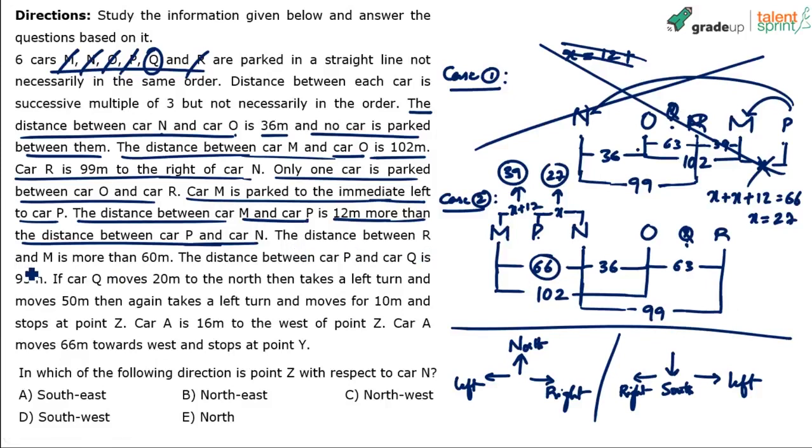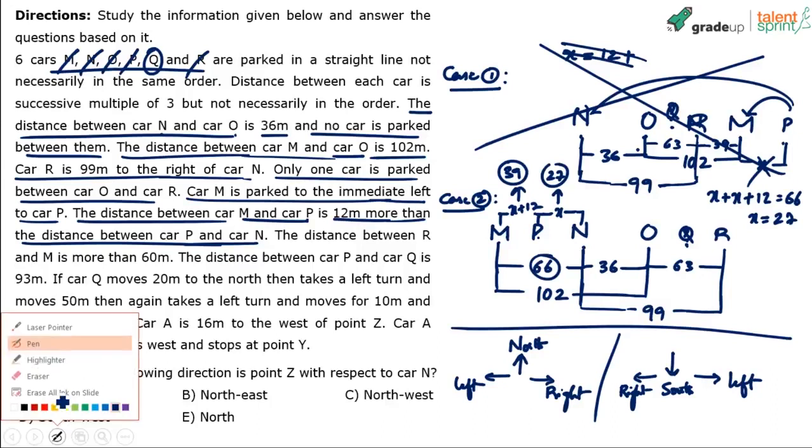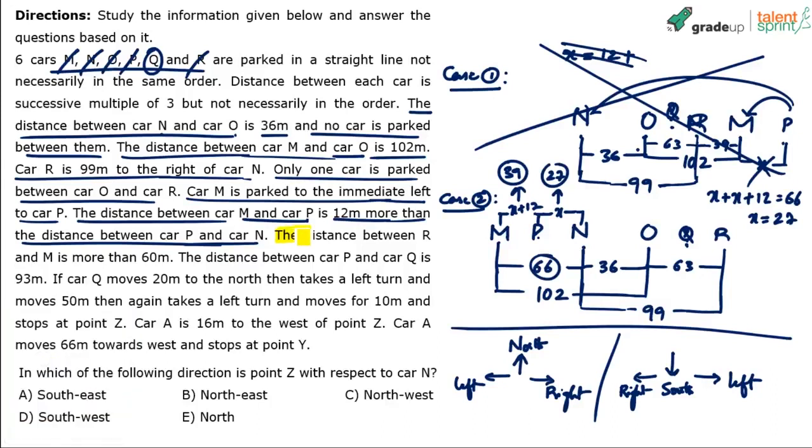The distance between R and M is more than 60 meters. If you actually look at it, it is obvious that the distance between R and M is more than 60 meters. Distance between R and N itself is 99, so obviously the distance between R and M will be more than 99, so more than 60. So actually this point given to us is redundant. This is useless information. I don't even need this. Even without this data point, I know what the answer is.